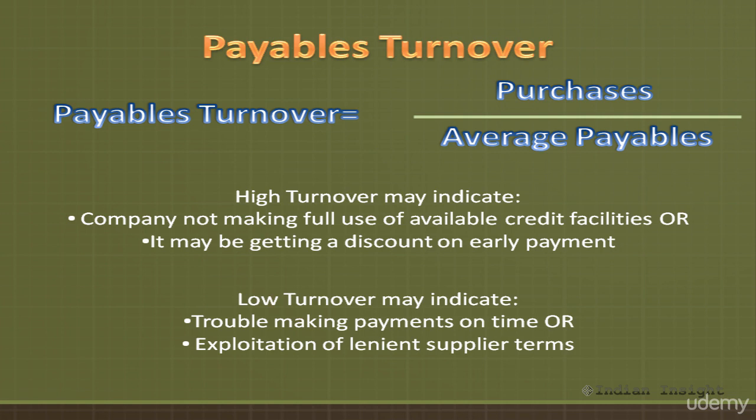An excessively low payables turnover may indicate trouble making payments on time, or it may indicate exploitation of lenient supplier terms. This is where one would need to look at other ratios to get the exact reason for low turnover. If liquidity ratios indicate that the company has sufficient cash and other short-term assets to pay the obligation, and if still the payables turnover is low, it is likely that the supplier is lenient on credit and collection.